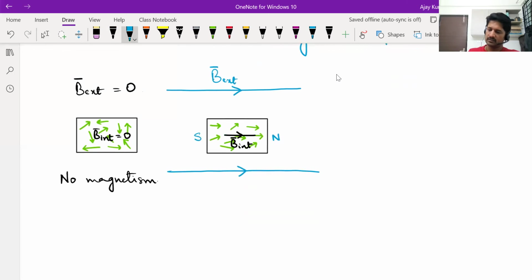Now, suppose the external field is, let's say, 1.5 Tesla, and the internal field developed is some 0.4 Tesla. Tell me, how much is the net field?